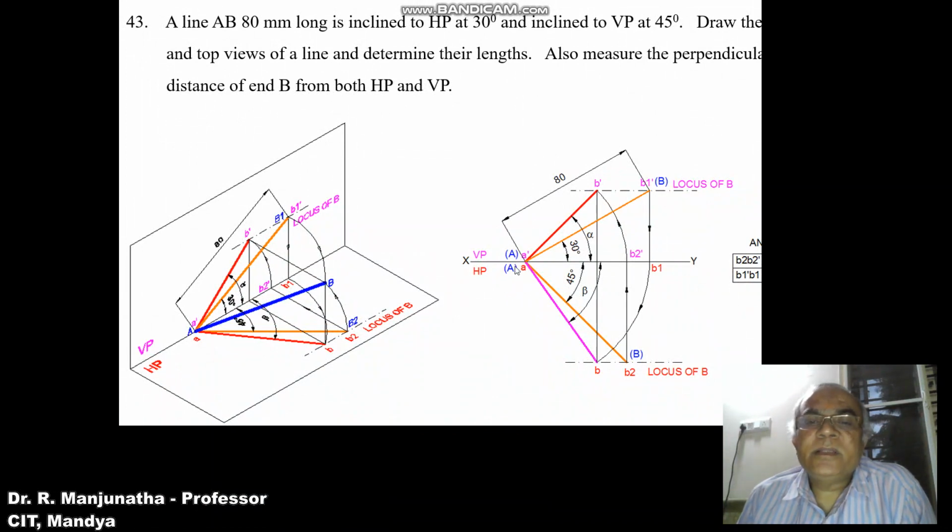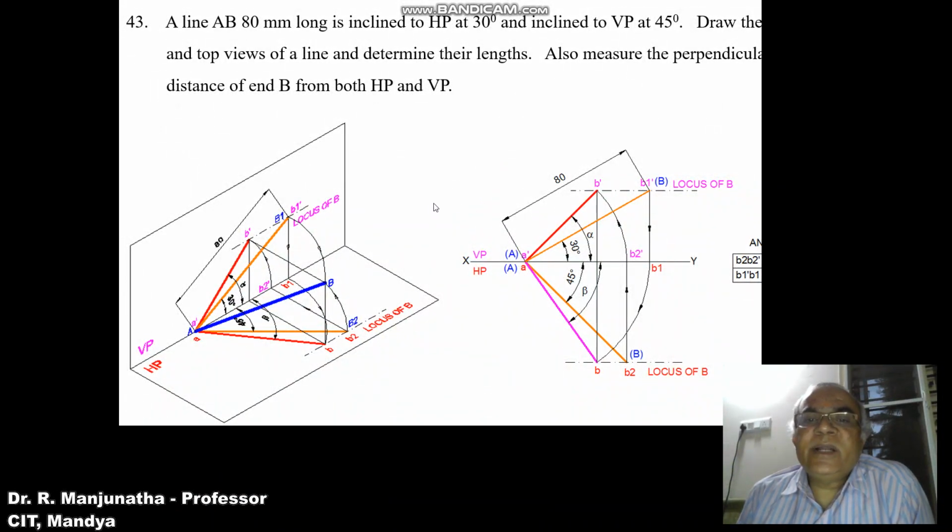Then you mark this point as B1 dash and write capital B, and similarly B2 and write capital B here. Then join A dash B1 dash with a little bit thicker line than the XY line, and join A and B2 with a little bit thicker line than the XY line, and then draw a dash dot line here in the top view and draw a dash dot line here in the front view, and name the locus of B here and the locus of B here. So now we need to find out the apparent length and inclination in both the front view and also in the top view.